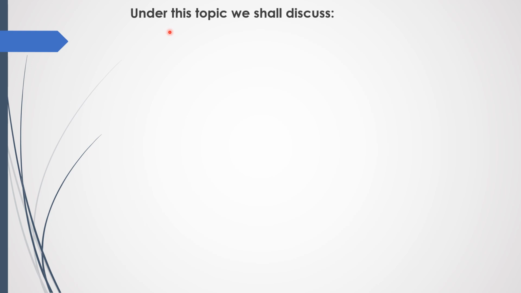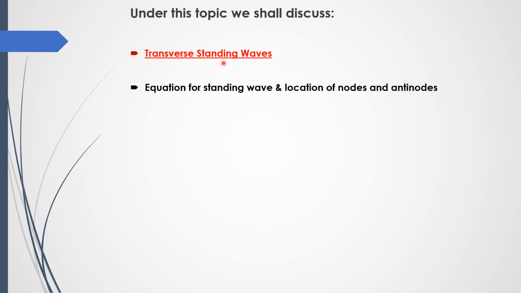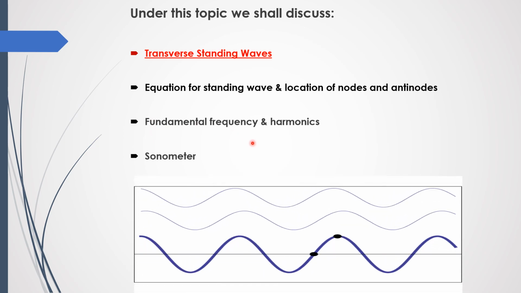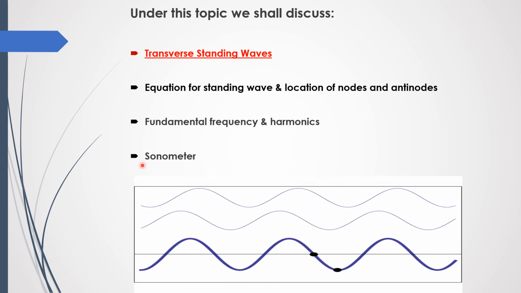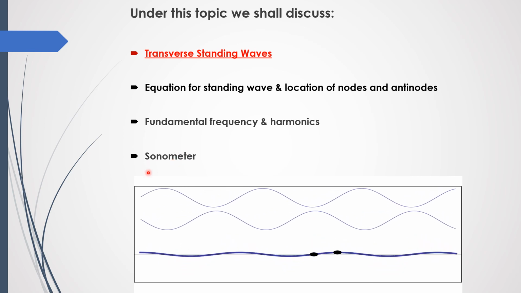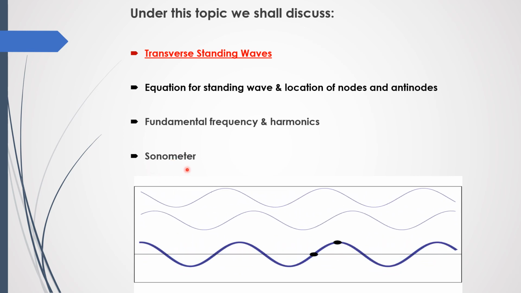I have divided my lecture into 4 portions. First of all, I will explain what are transverse standing waves. After that, I will derive an equation for standing waves and identify the location of nodes and antinodes. After that, I will explain fundamental frequency and harmonics and derive their relevant expressions. And in the end, I will explain the sonometer and derive its expression.